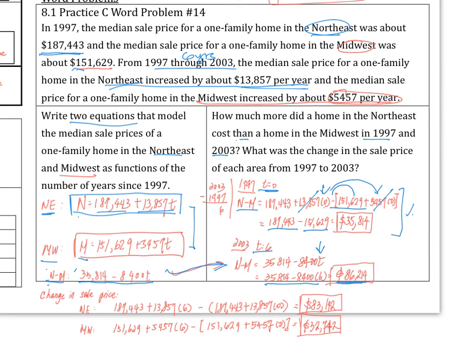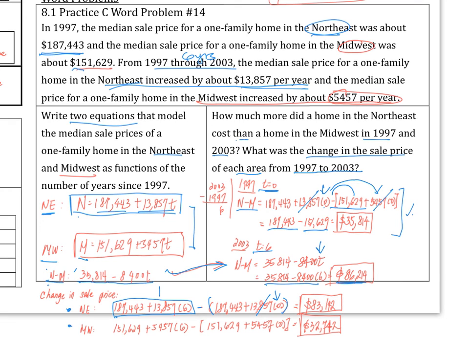$86,214. Okay, now the second question asks you, what was the change in the sale price of each area from 1997 to 2003? So again, we need to look for two amounts. So I need to take the first function, 187,443, and add it to 13,857 times 6. And I need to take this amount and subtract it from the amount when time was 0. So this part gets canceled out.